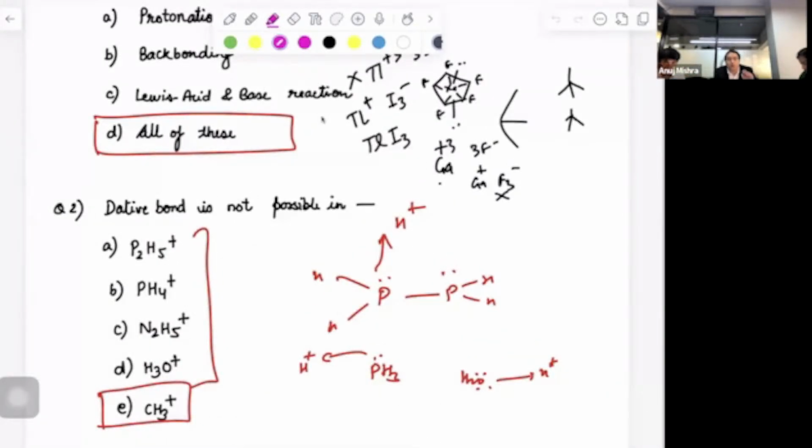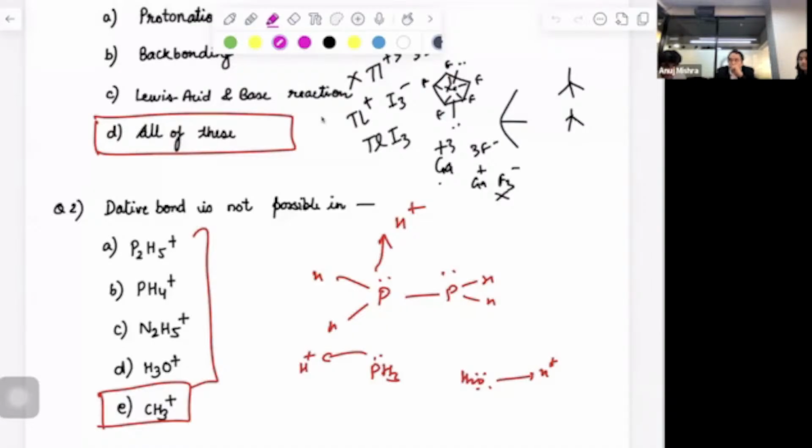Look at P2H4. P has a lone pair, can give to H plus, making PH4 plus. PH3 has a lone pair, can give to H plus. N2H4 is the same as I've drawn P2H4, you can draw N2H4 and give H plus a lone pair. Draw water, give its lone pair to H plus, right? So it is H3O plus. CH3 plus, there is no such option. Very good shot.